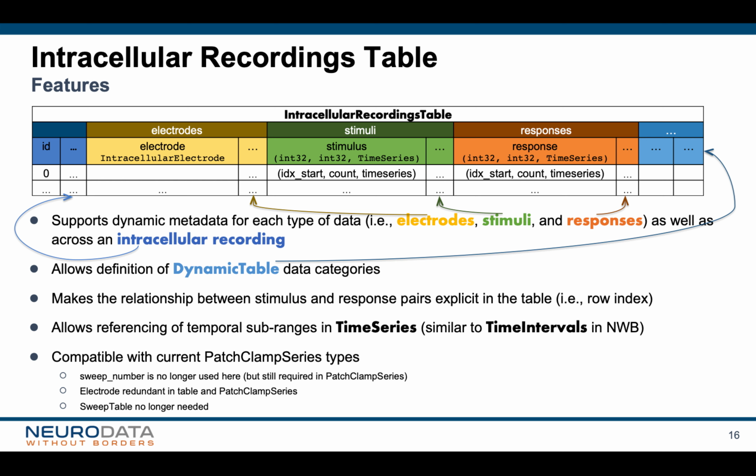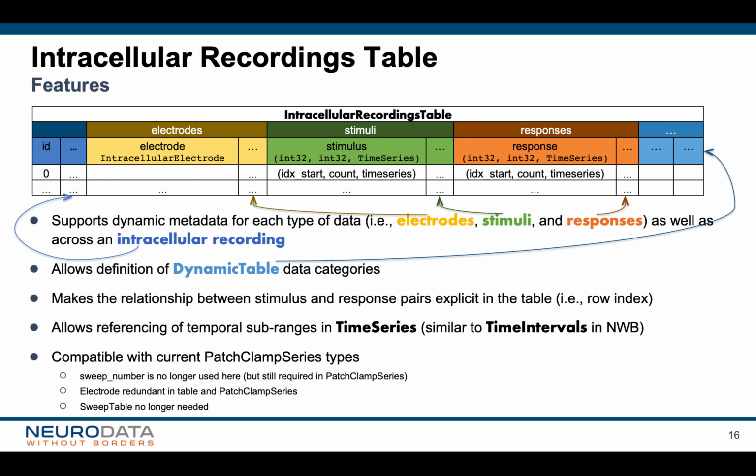This organization makes the relationship between stimulus and response pairs explicit in the table, meaning they're related by the row index. If I read a single row out of this table, it contains all the corresponding stimulus and response pairs, so that we no longer have to query based on the sweep number. It also allows referencing of temporal subranges in time, similar to the time intervals, which was also not previously supported by the sweep table. It is also compatible with the current approach of patch clamp series types.